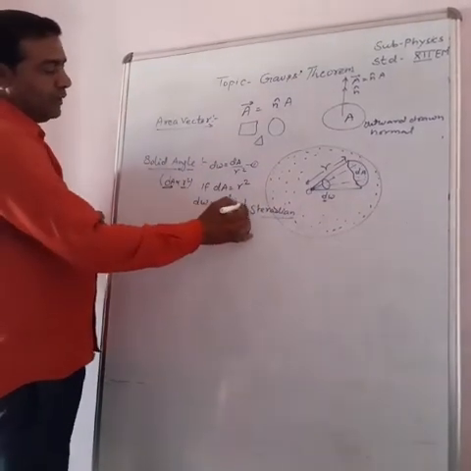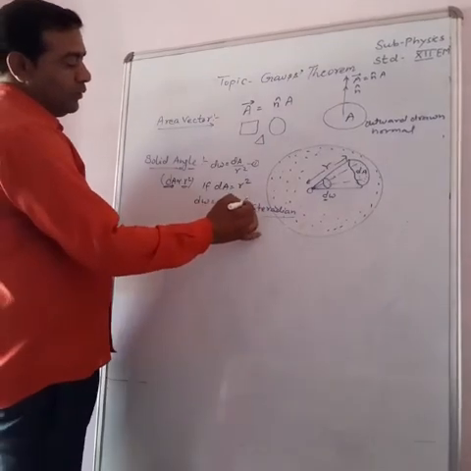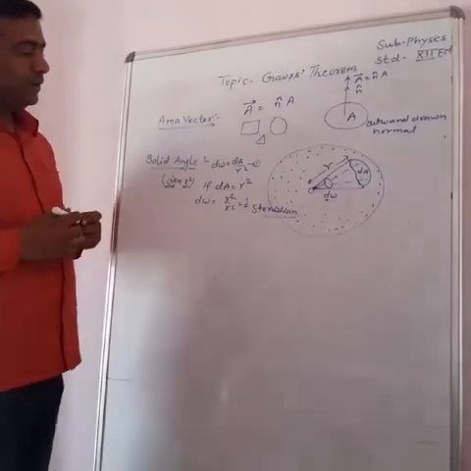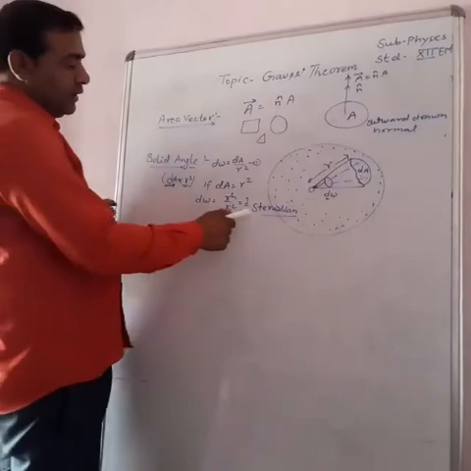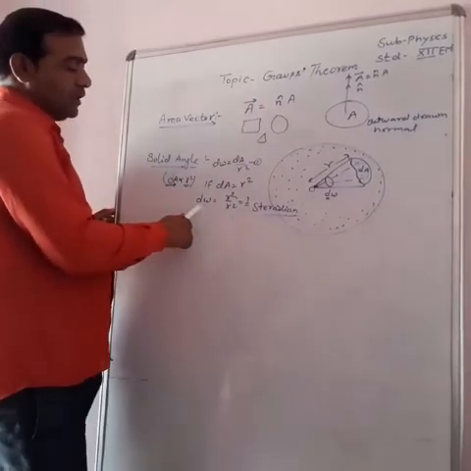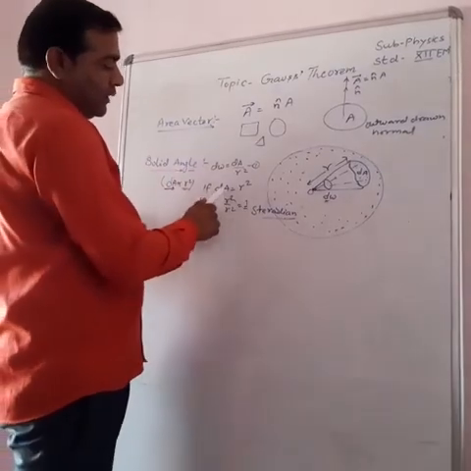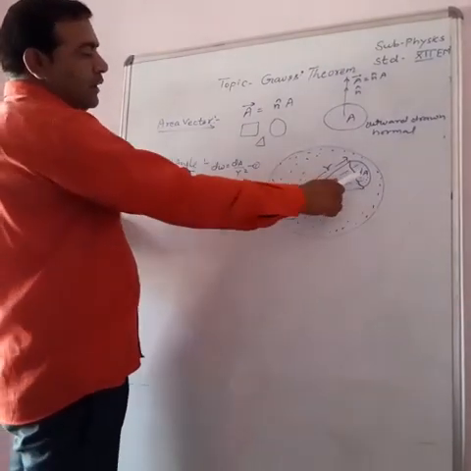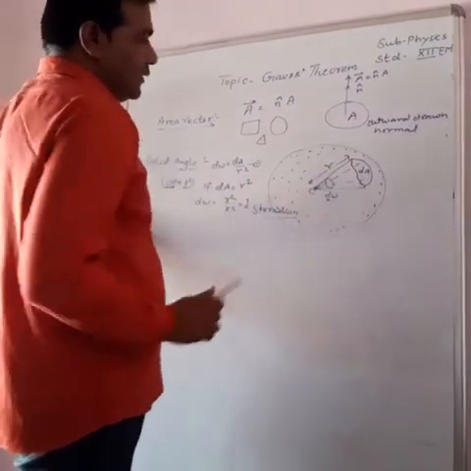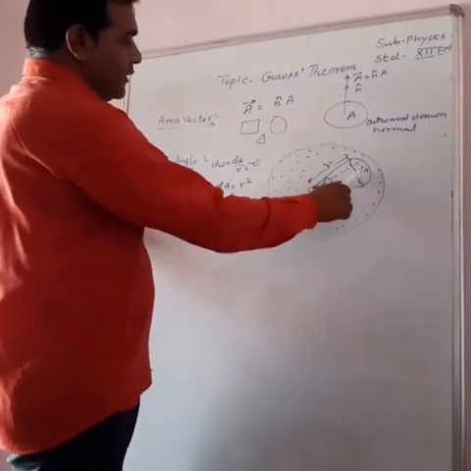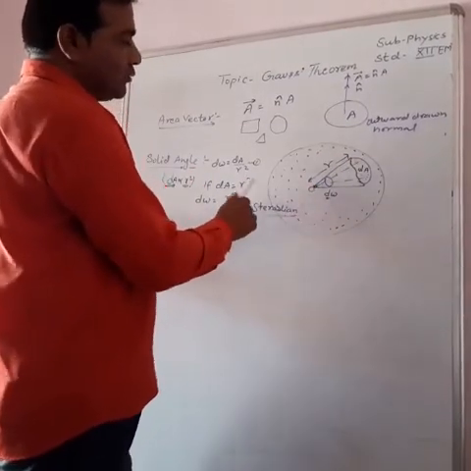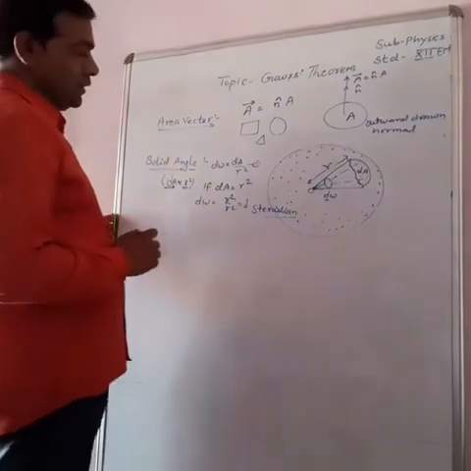So from here we can give the definition of steradian. One steradian is the solid angle when the area of the small plane vector is equal to the square of the radius.